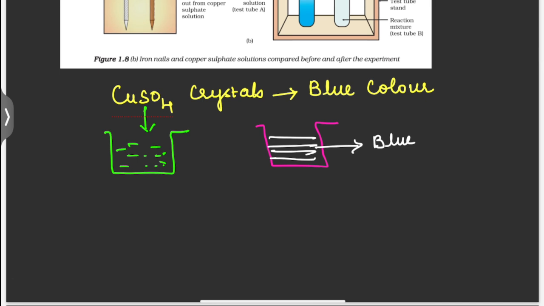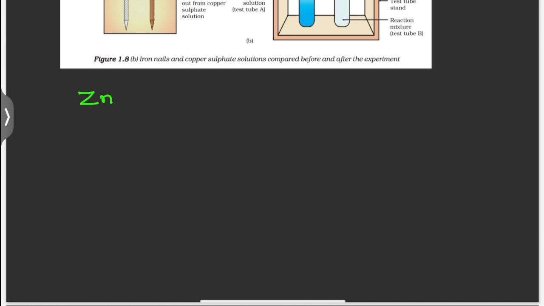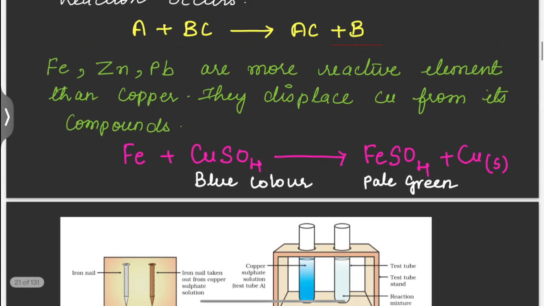So now let us write two more reactions. One is with zinc. Zinc reacting with copper sulfate. This is aqueous. Aqueous meaning copper sulfate is dissolved in water. So what is the product you are going to get? See here what we have written.